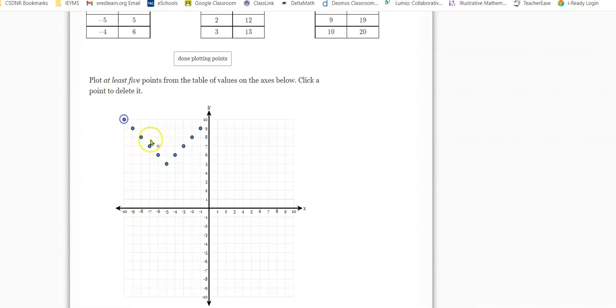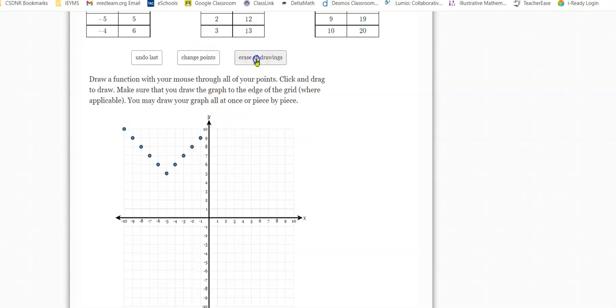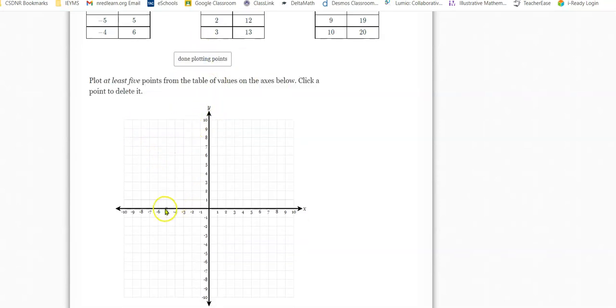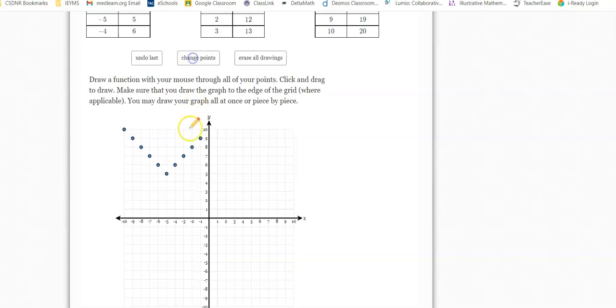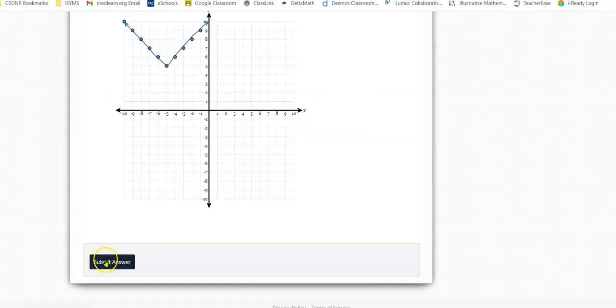So the more points I draw, the straighter my line will be when I, oops, oh no, I accidentally deleted all my points. -5, 5, -4, 6. So I remember it was symmetric, so I can kind of just plot them back real quick. Now I'm going to draw a nice straight line here, a nice straight line there, and voila.